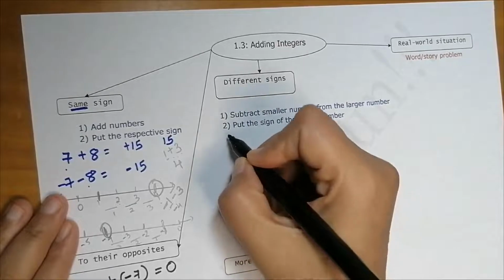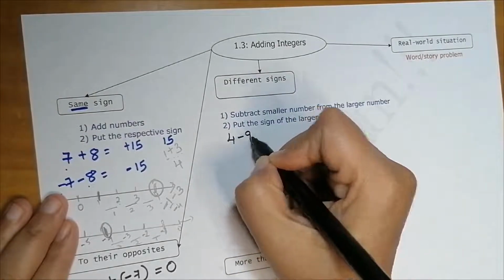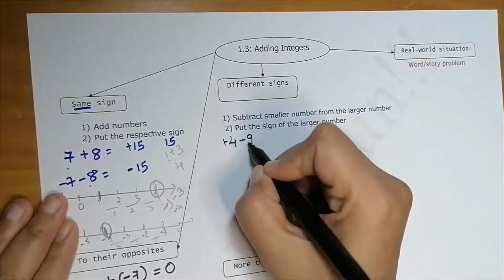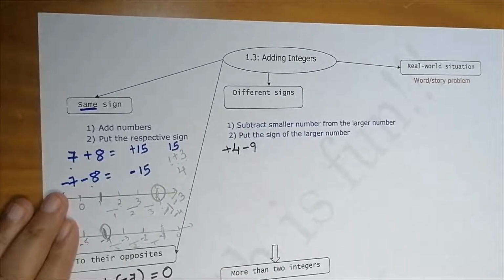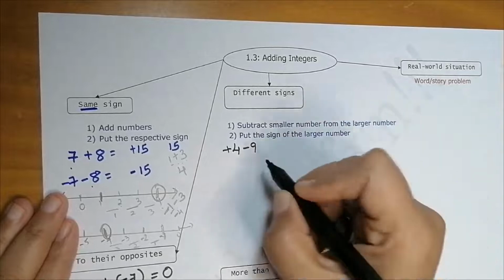So let's take an example, okay? So, for instance, 4 minus 9. Now, do you see there are different signs, right? This is positive and this is negative. So what does the rule say? Subtract smaller from the larger. So which is our larger?